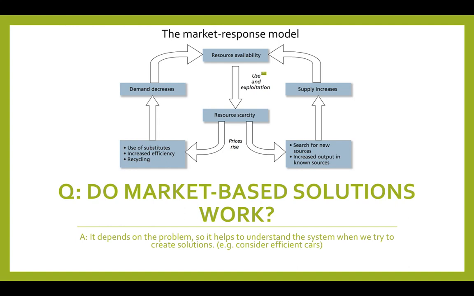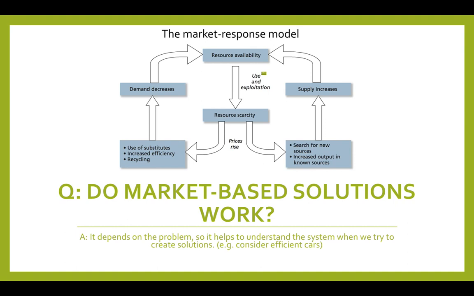And so the market response model says that we have a given commodity. So let's say that we're talking about wood for paper. And let's say we're going to start up at the top where there's the resource availability rectangle. So we've got wood that we're using for paper. And we're using a whole lot of wood for paper. And the particular kind of wood that we're using is starting to become short in supply. It's getting harder and harder to get enough wood for paper of the kind that we want. So we're getting resource scarcity. So we move down to that lower rectangle of resource scarcity. And so the prices start to rise.